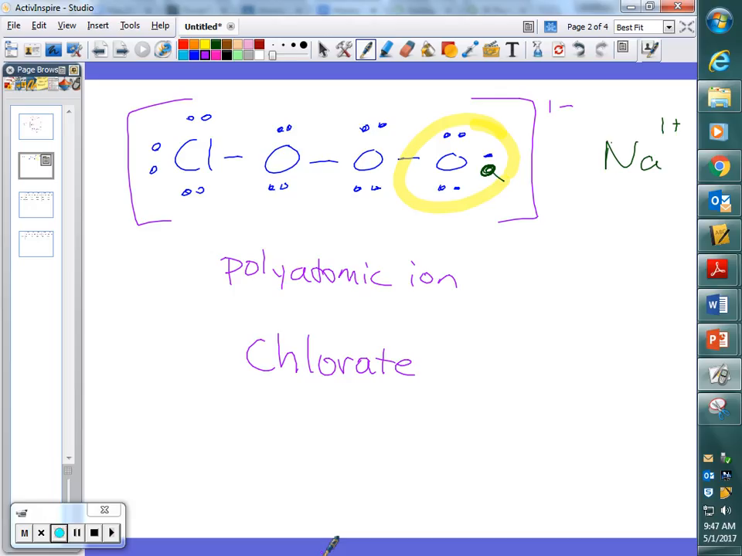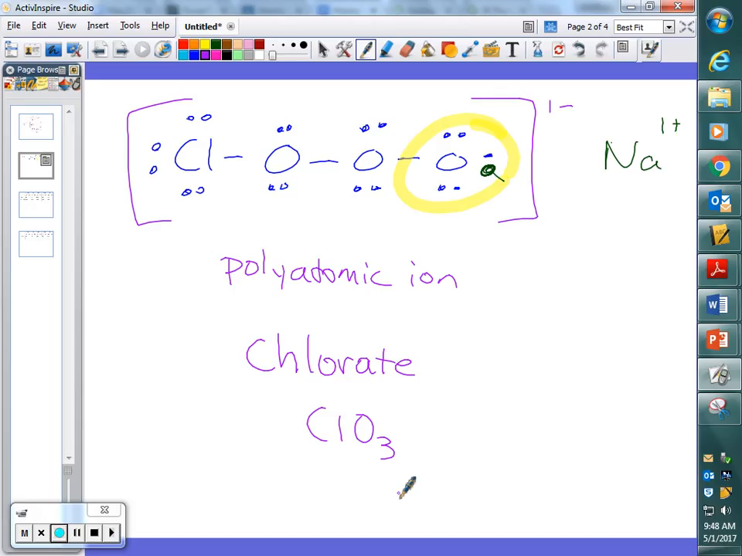But there's going to come a time whenever you take chemistry where you are going to have to memorize a list of polyatomic ions. How many are there? I mean, there's a bazillion of them, but you don't have to remember a bazillion of them. One thing you have to remember is the name, and then you also have to remember the formula. So the formula for the chlorate ion is ClO3.